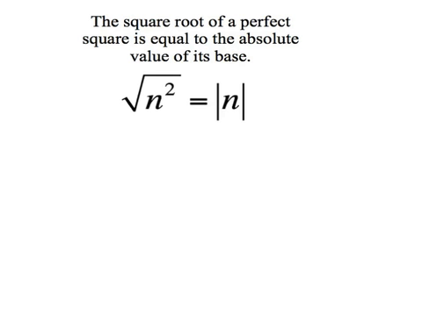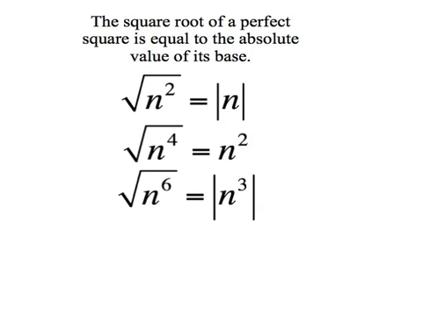And now we'll look at some examples. So the square root of n squared is equal to the absolute value of n. The square root of n to the fourth is equal to n squared. We don't need the absolute value symbols because n squared is always a positive number in the first place. The square root of n to the sixth is equal to the absolute value of the n cubed. We need the absolute value symbols here because sometimes n cubed is a negative number. So when we're simplifying, we need to put the absolute value symbols around it.